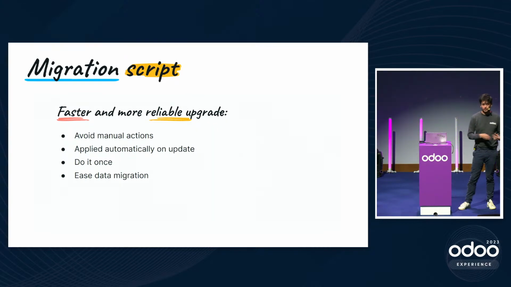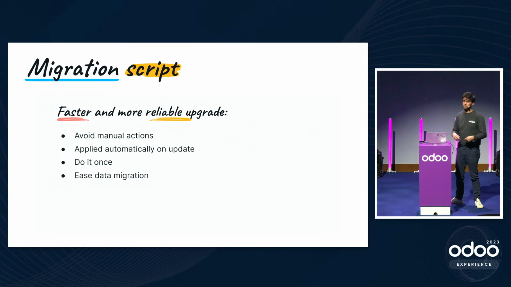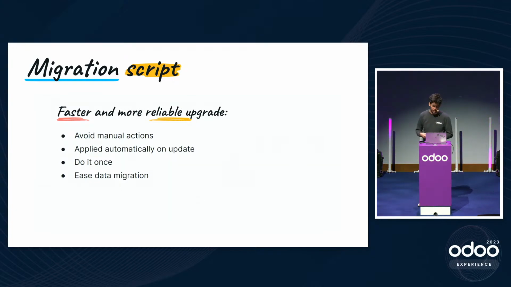Like Upgrade Util, it makes your upgrade faster and more reliable because you avoid doing manual actions. Instead, you write code once, and then when you update your module, the migration script is run, and you don't have to think of everything again. You don't have to redo those processes. Instead, it can just be inside code.